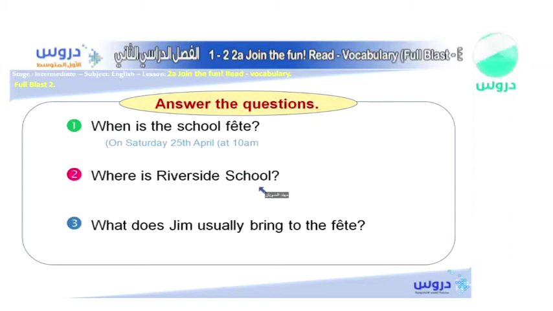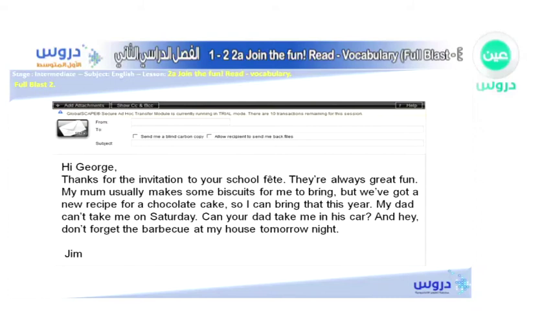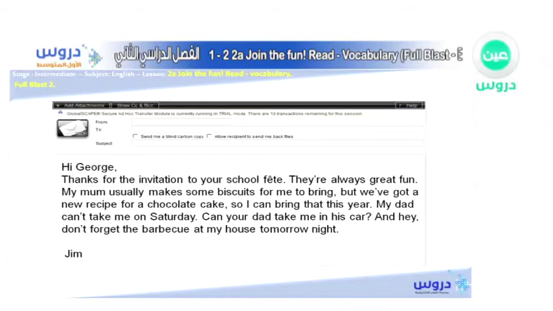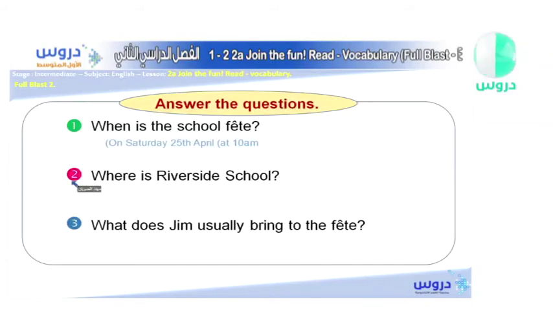So it says here, where is Riverside School? Their school is called Riverside School. Where is it, at what place exactly? Do you remember? Even if you do, let's go back so we can make sure our answer is correct. Okay, so they said, well, get down to Riverside School. Where is it exactly? It's on, that's right, Hayworth Road. So let's write it down.